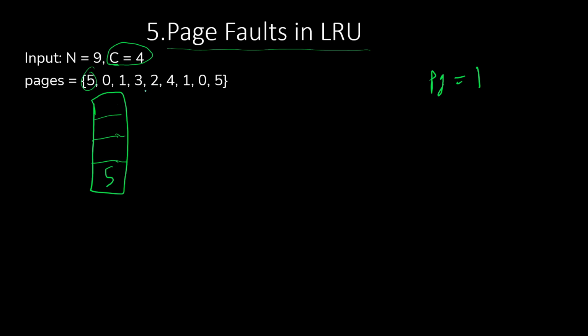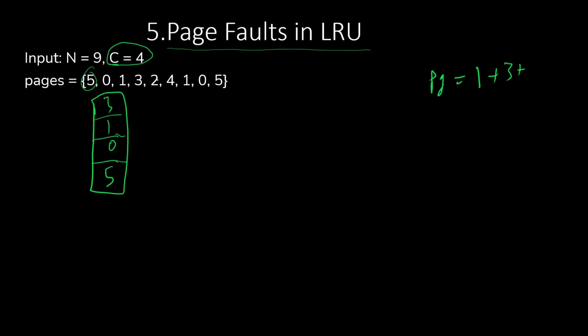For 0, 1, 3 it is also the same. These three elements are not inside the capacity here, so let us add them one by one. And for these three values we're going to add plus 3, one for each. Okay, one page fault for each element, so that makes 3 here. Okay, we're good till this part.